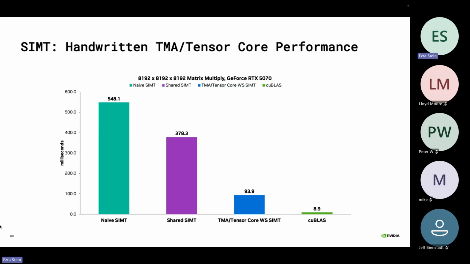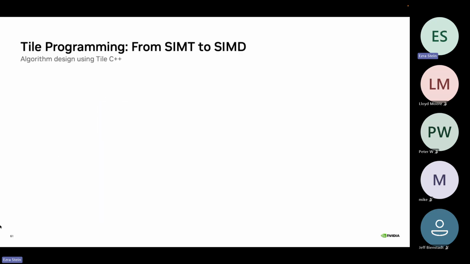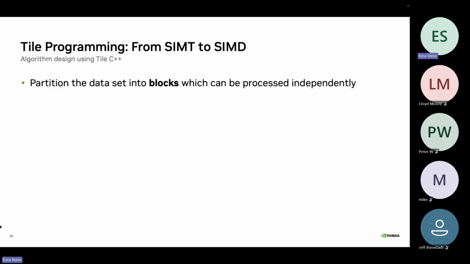All right, so let's now move on to the tile programming model. So how can tile improve this situation? If we think about how to design an algorithm in tile, the key insight is to move from this SIMT paradigm where you're managing these threads over to SIMD operations, where you've got some data that you process in bulk using element-wise operations. So the first step is the same.